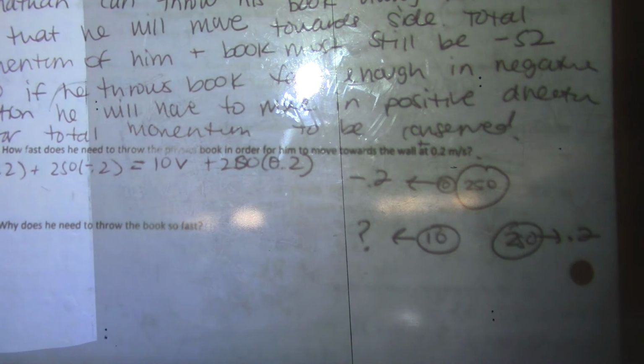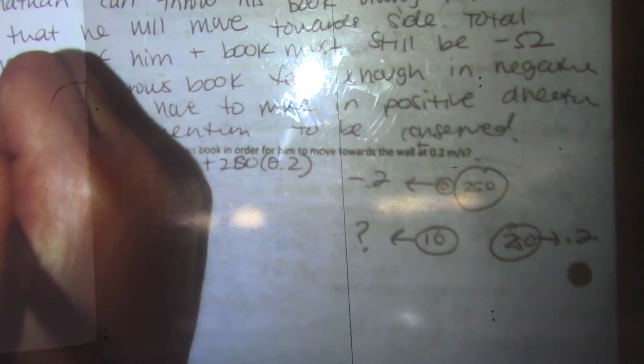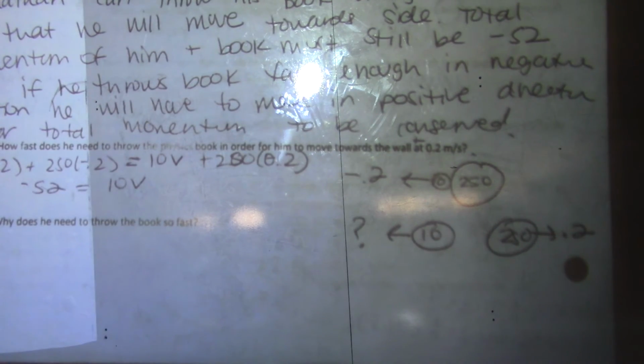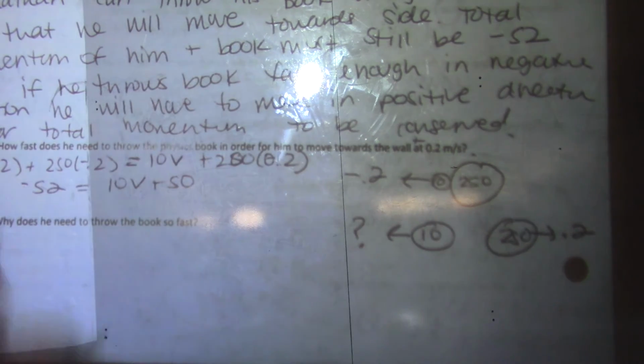That's the total momentum. Did I get that? Oh yeah. Negative 52 equals 10v plus 250 times 0.2, that's 50. Plus 50. Now I'm going to subtract the 50 over. Negative 52 minus 50 is going to give me negative 102 equals 10v. Now we're going to get the v by itself by dividing by 10, so that gives me a velocity of negative 10.2 meters per second.